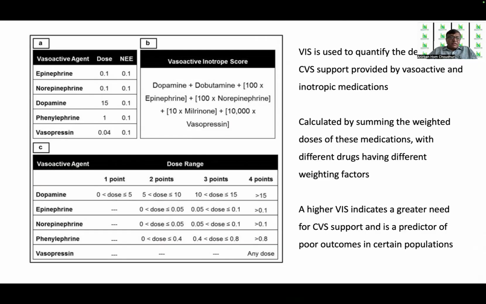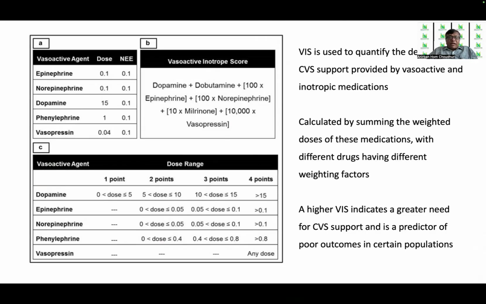But in this case, in addition to the dose, point systems are ascribed to each of these drugs, with dopamine, norepinephrine, phenylephrine, vasopressin, etc., getting 1, 2, 3, 4, etc., depending upon the dose. So if the dose of epinephrine is between 0 to 0.05, it is 2 points, 0.05 to 0.1, it is 3 points, more than 0.1, it is 4 points.